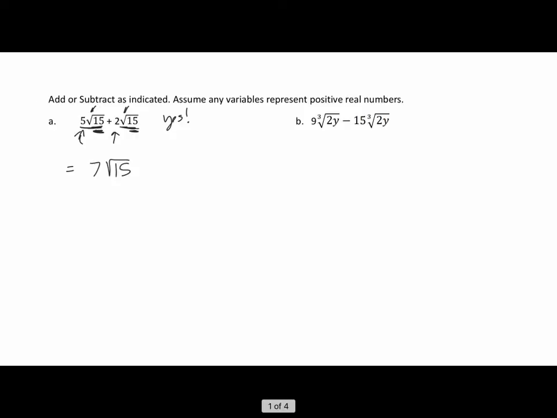In example B, we have subtraction that separates these two terms. And so let's look at the radicals, simplified as can be. Same index, 3, same radicand, 2y. So let's add the numbers in front. 9 minus 15 is negative 6, cubed root 2y's altogether.